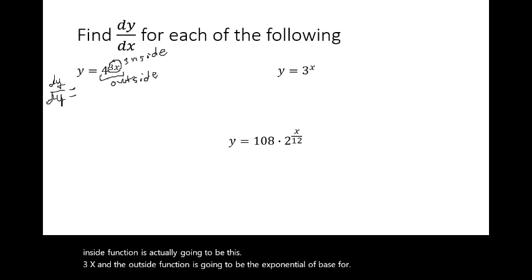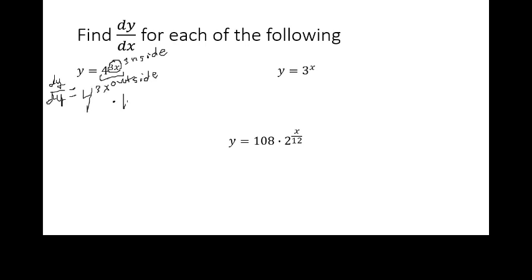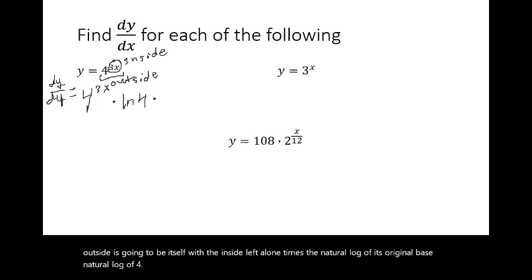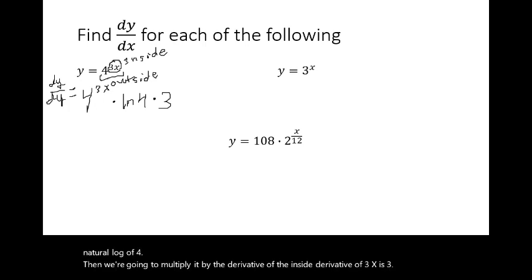So we're going to start with the derivative of the outside function. The derivative of the outside is going to be itself with the inside left alone, times the natural log of its original base, natural log of 4. Then we're going to multiply it by the derivative of the inside. Derivative of 3x is 3. And realistically, you can't simplify this anymore, so that is going to be your final answer.